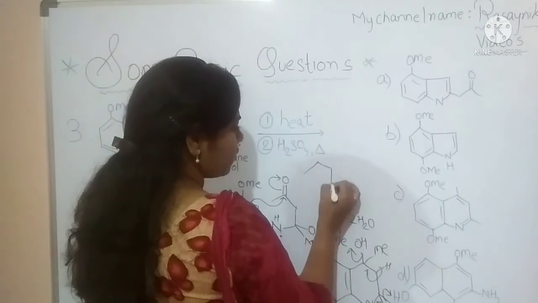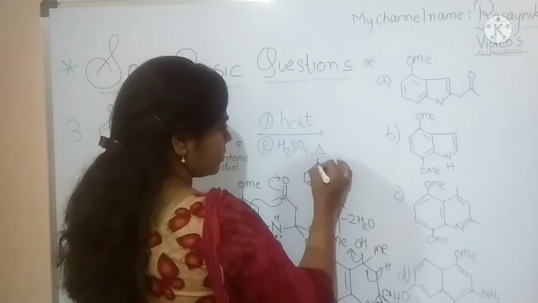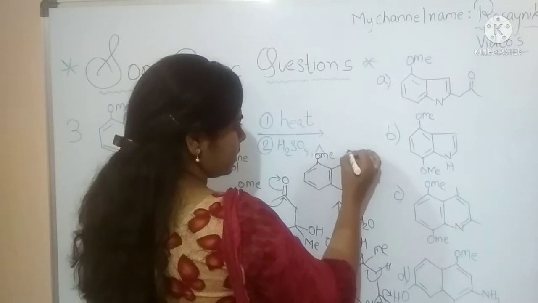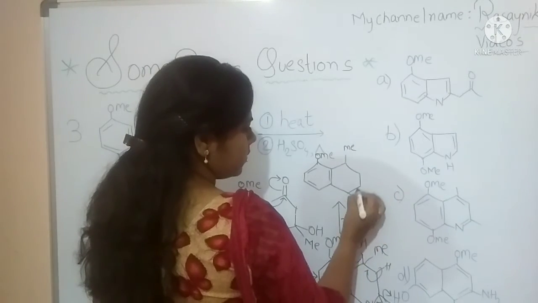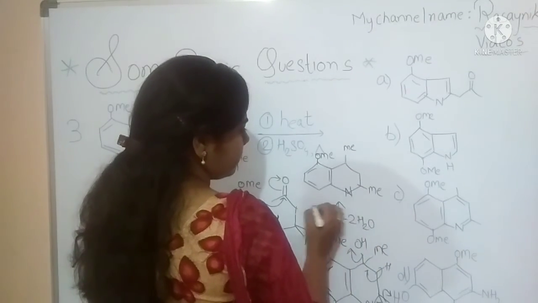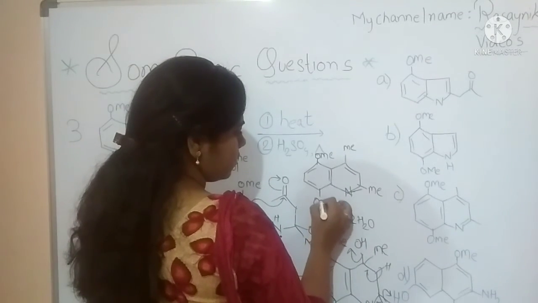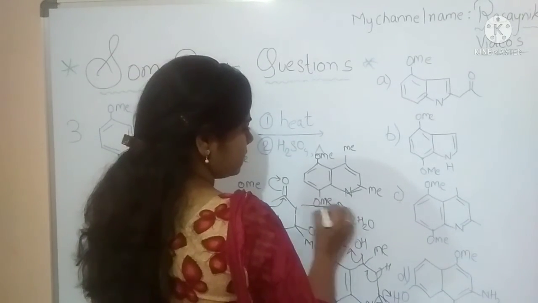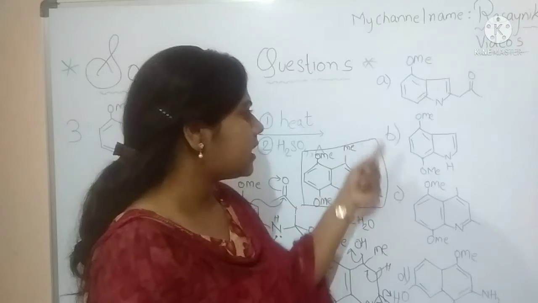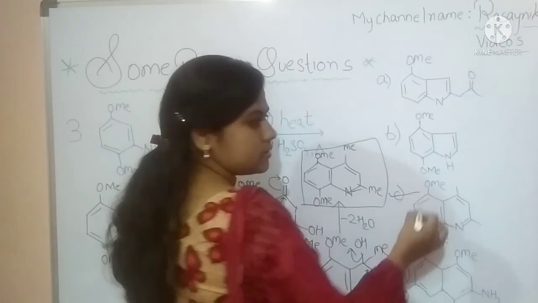Okay, so now the final product is OMe, here Me, methyl, here also methyl, and here nitrogen. Okay, and here double bond, here also double bond, and here OMe. This is our final product. Here the options are given here A, B, C and D. From these options, option C is correct.